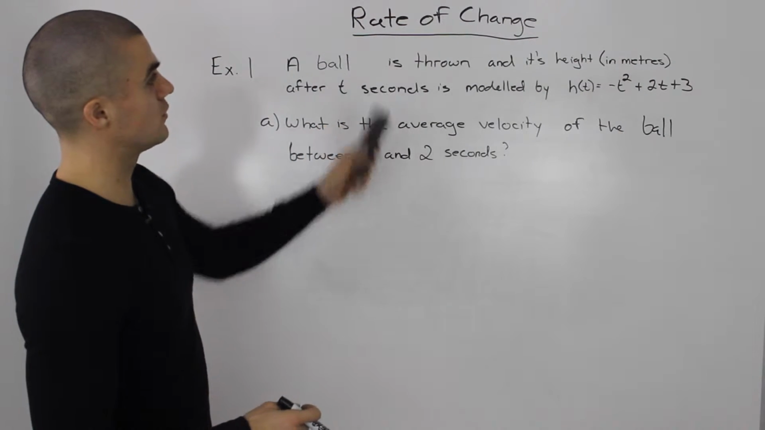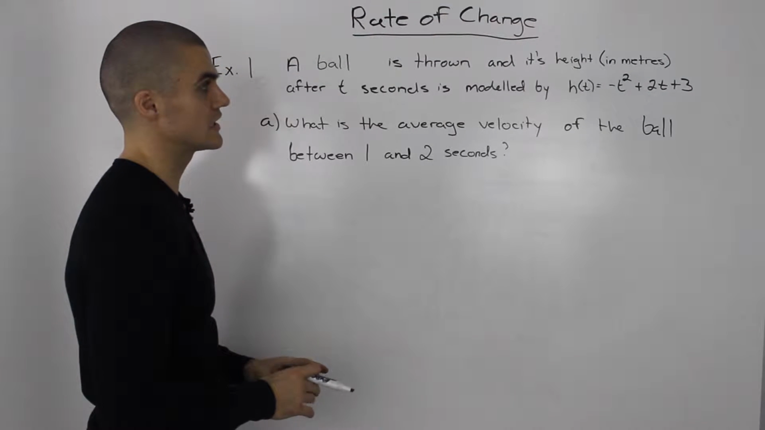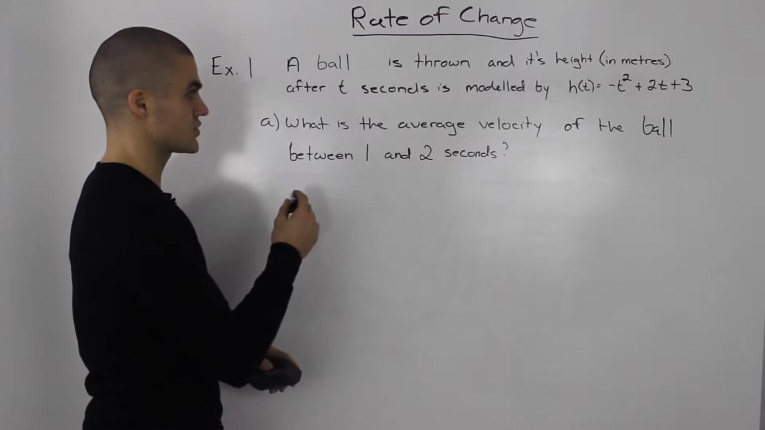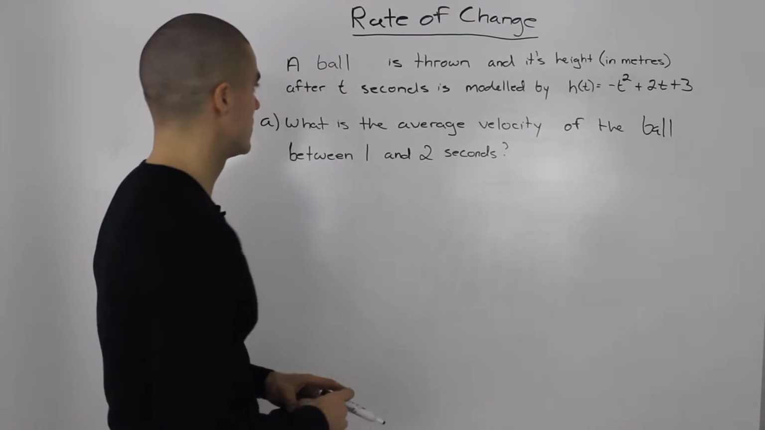So a ball is thrown and its height in meters after t seconds is modeled by h of t equals negative t squared plus 2t plus 3. Our first question is, what is the average velocity of the ball between 1 and 2 seconds?